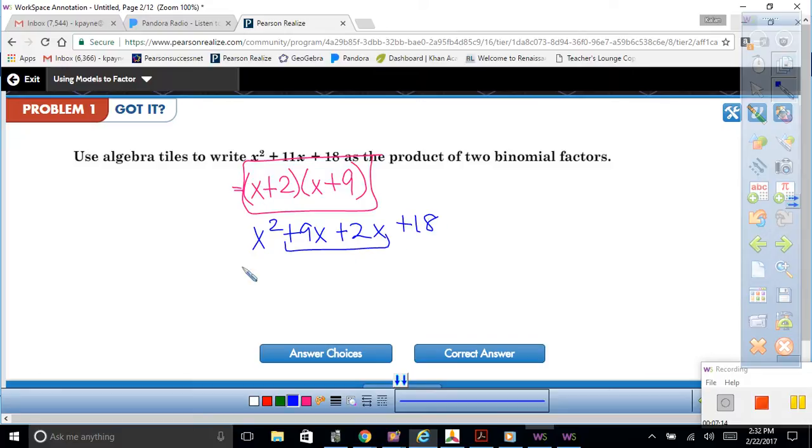You combine like terms in the middle. That's x squared plus 11x plus 18. So that is, in fact, what we were trying to factor. And that means that our answer is correct, since when we FOILed it, we got what we were trying to factor. So again, this is your answer. This is what we're trying to get to.